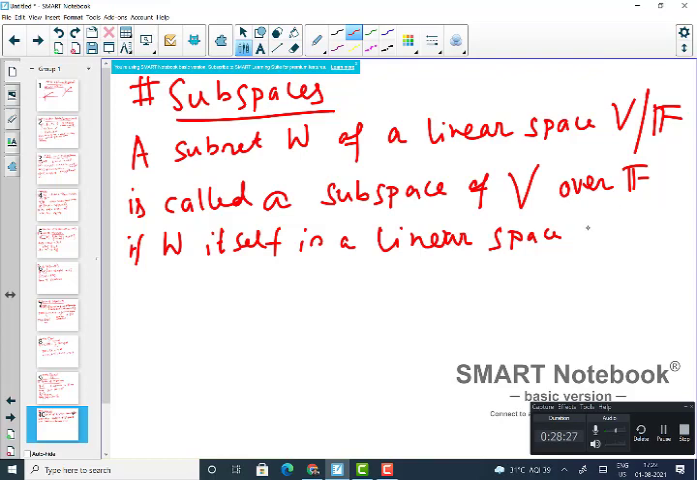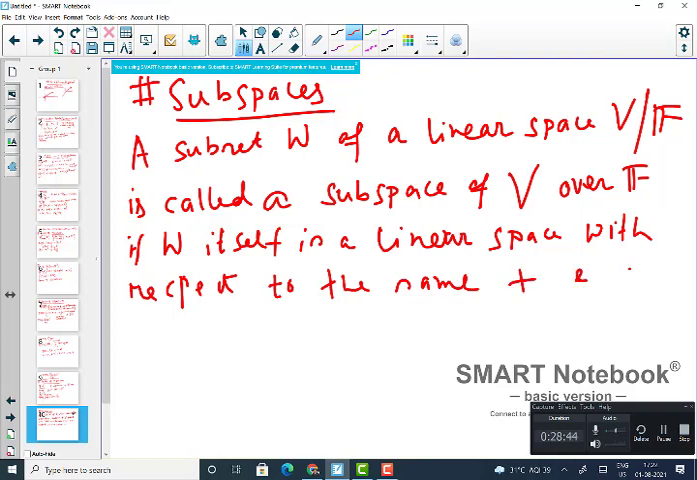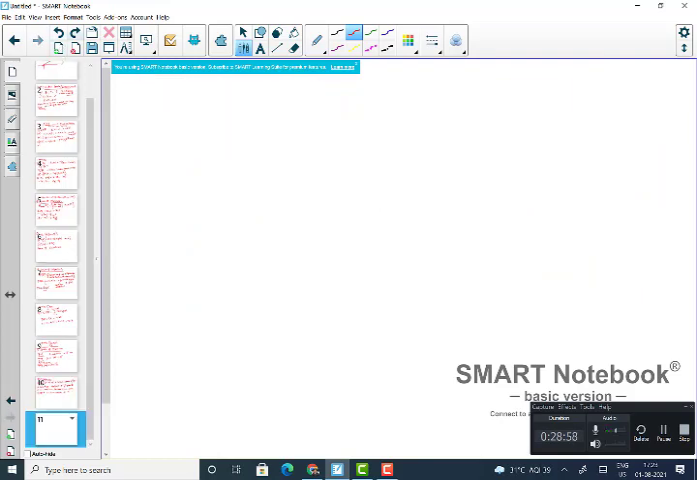Okay, with respect to the same addition and scalar multiplication. So if this is possible, then we call it a subspace. Okay, again examples. Let me give you a few examples, then you will have understanding.